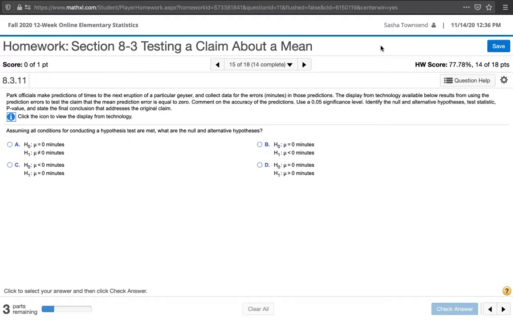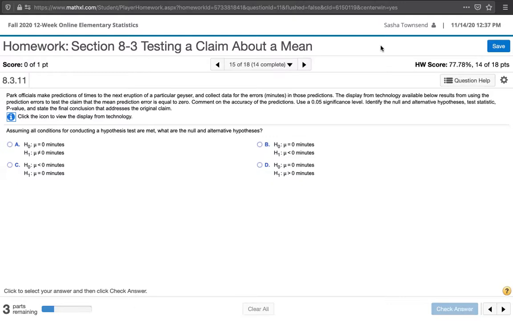The display from technology available below results from using the prediction errors to test the claim that the mean prediction error is equal to 0. We're asked to comment on the accuracy of the predictions and then use a 0.05 significance level. We're also asked to identify the null and alternative hypotheses, the test statistic, the p-value, and then state the final conclusion that addresses the original claim.